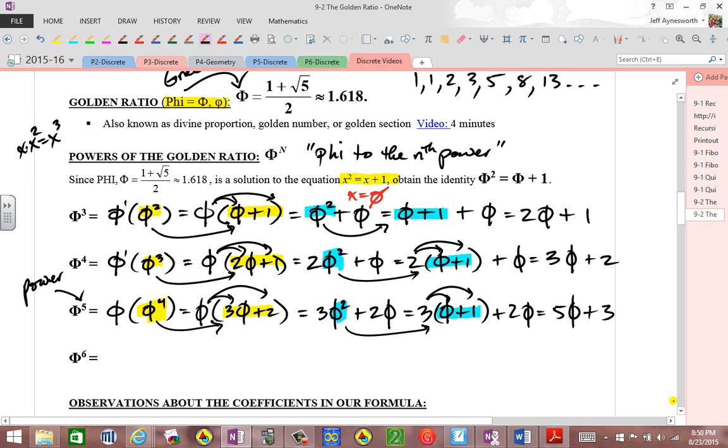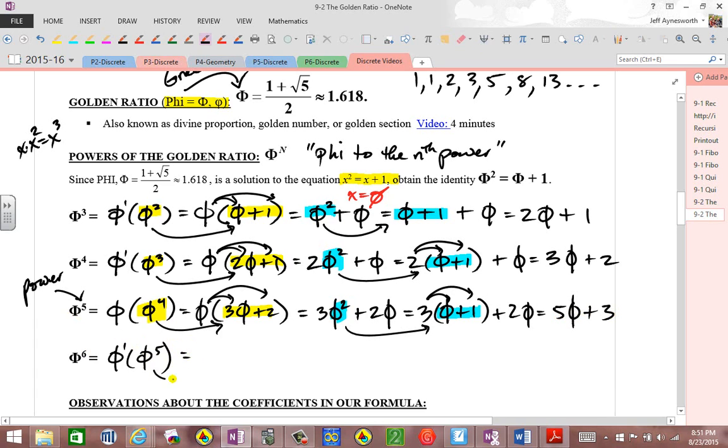Part of mathematics is looking at patterns and understanding how they come up. So what we're going to do is do that, but I need to do it one more time. Okay, so here we go. Phi to the sixth is phi times phi to the fifth. When you multiply variables, you add exponents. So phi to the fifth, 1 plus 5 is 6. Now, I know phi to the fifth is 5 times phi plus 3.